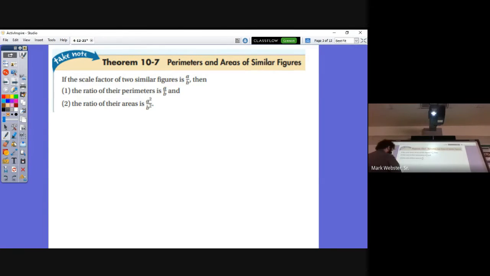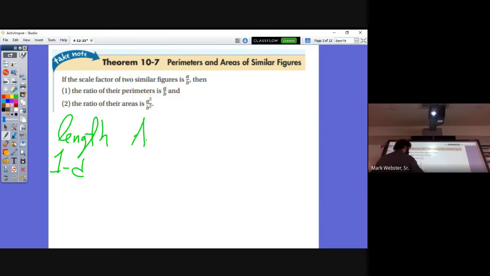So if you think about it, length is one-dimensional. So we're just comparing the two measurements that we see. That's why the scaling factor for two similar figures and the ratio of the perimeters is the same, because they're both one-dimensional measurements, right? But now when we get to area, it is two-dimensional.